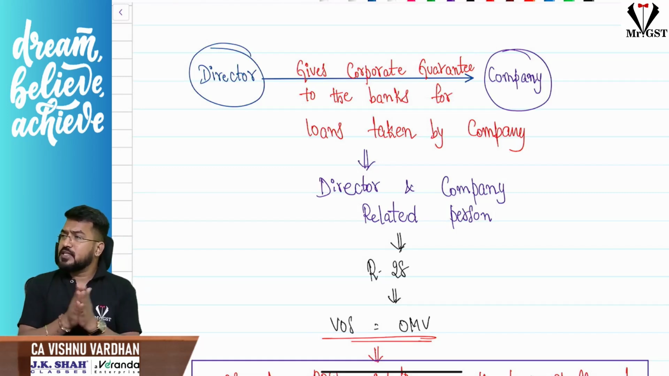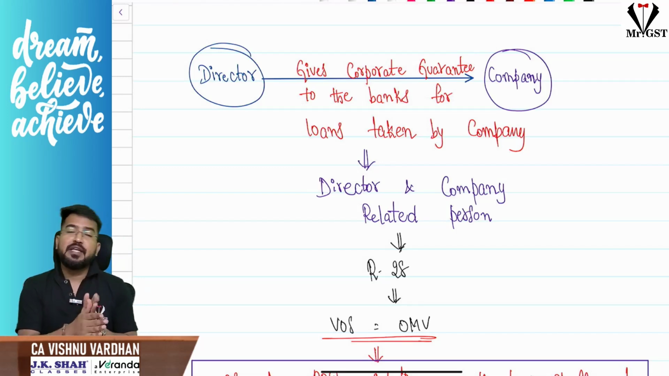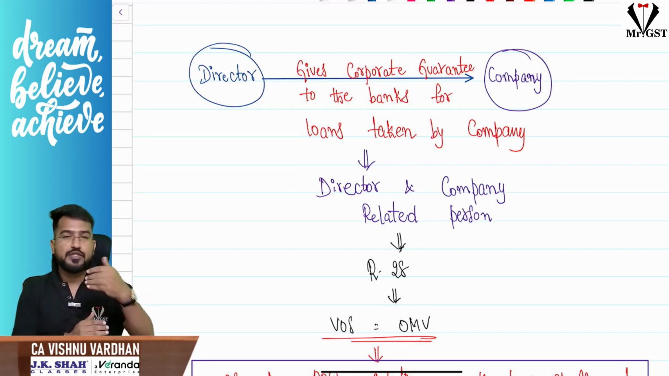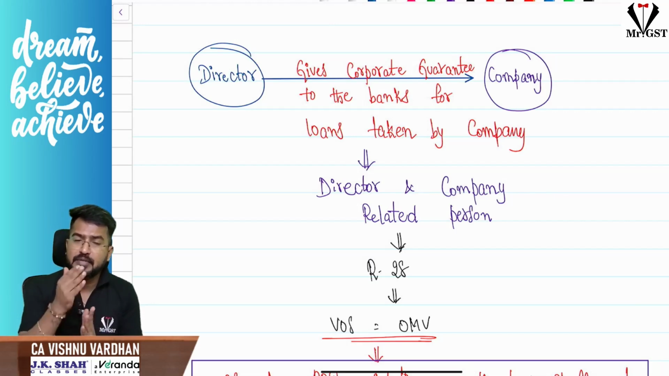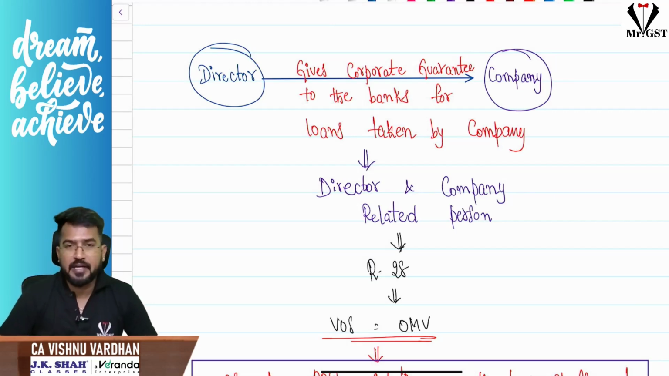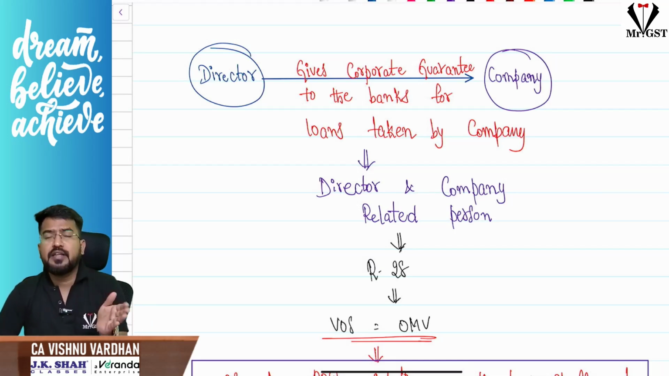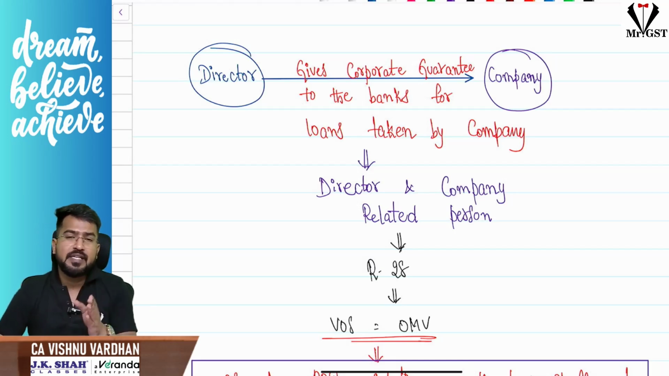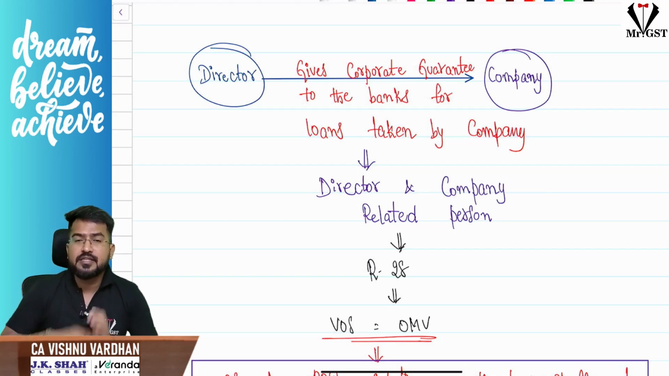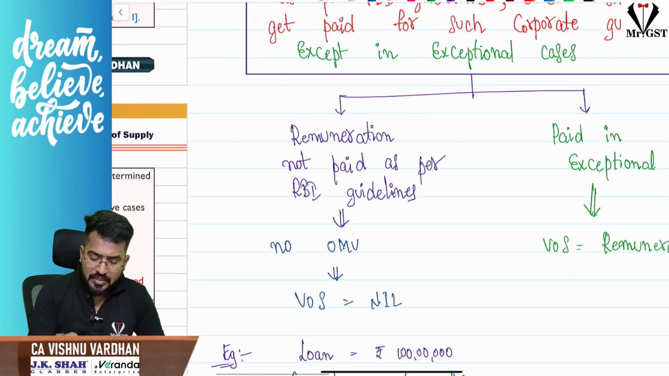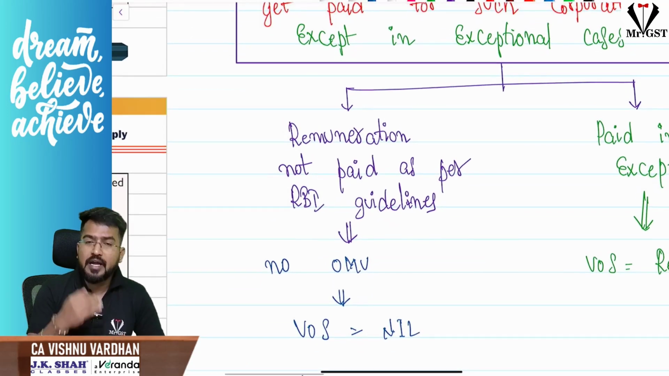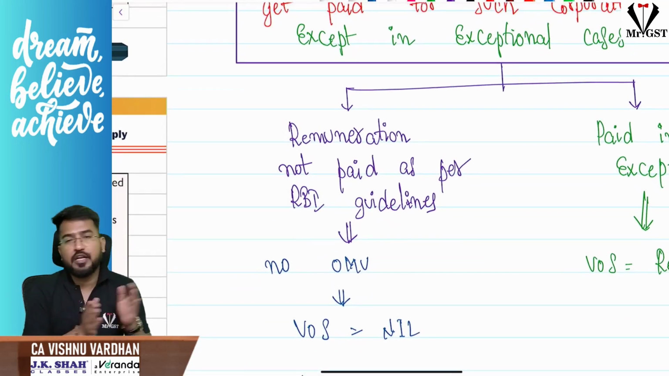See, the next one is the director of the company giving a guarantee for the loans borrowed by the company. In such a case, what is the value of supply? Director and the company being related persons, the value of supply shall be determined as per rule 28, and it will be open market value. But understand, when the director gives a guarantee to the company, the RBI guidelines say the director should not get consideration for that. That means in such cases there is no consideration and hence no open market value. So the value of supply is nil.